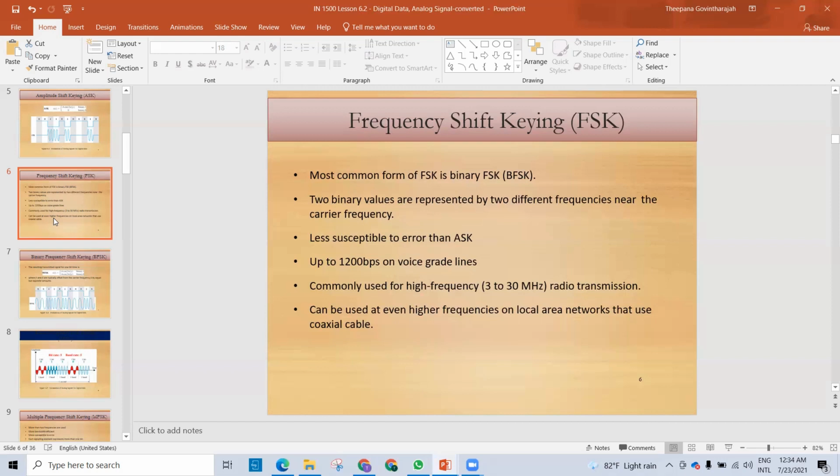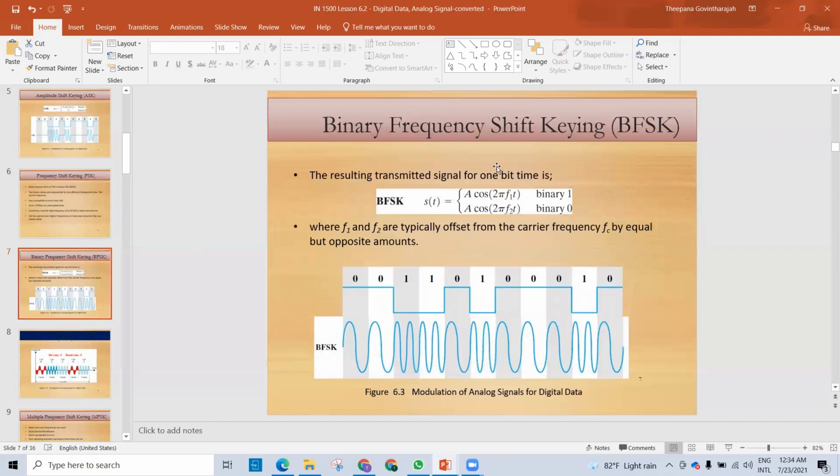And when compared to amplitude shift keying, it is less susceptible to error. That means it is less capable of being affected by error. And it is commonly used in high frequency radio transmissions as well as in high frequencies on coaxial cables. Okay, let's see about binary frequency shift keying.